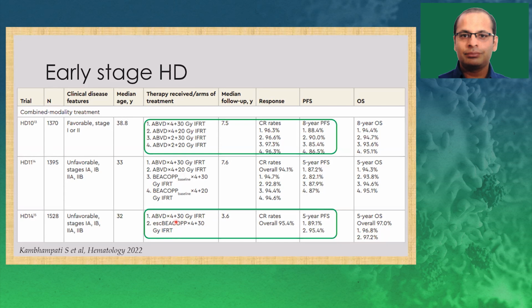For the unfavorable group, ABVD for 4 plus 30 gray gives PFS around 89 to 90%. But if you escalate to BEACOPP, it improves to 95%. Remember, these are German trials. And as we understand from our experience and the published Indian data, most Indian patients are not highly tolerant of BEACOPP. BEACOPP is associated with considerable toxicity and neutropenia. Patients in Germany are able to take care of themselves with this BEACOPP regimen, but many patients in India will require more intensive care and monitoring.